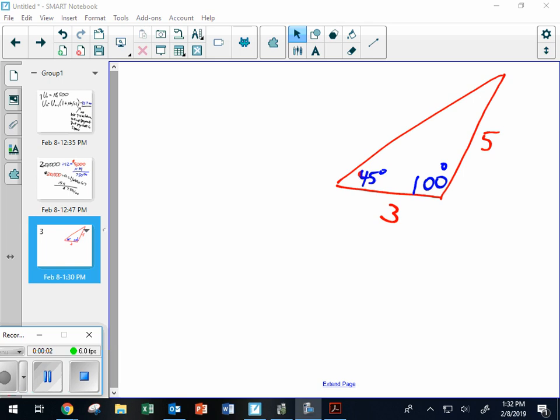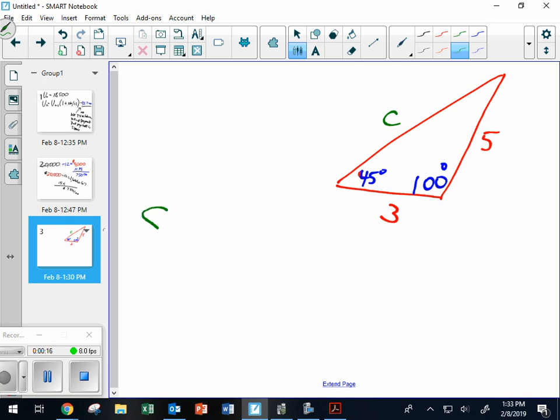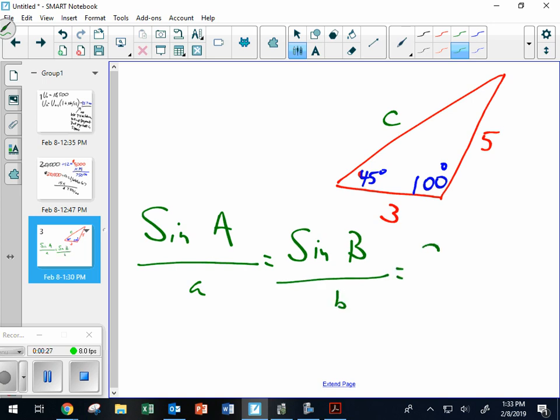Okay, I have a not right triangle here, and I can find the third side, but I don't use a squared plus b squared equals c squared. To find this side, which I am going to call c, I'm going to use a formula called the law of sines. Sine of big A over little a equals sine of big B over little b equals sine of big C over little c.